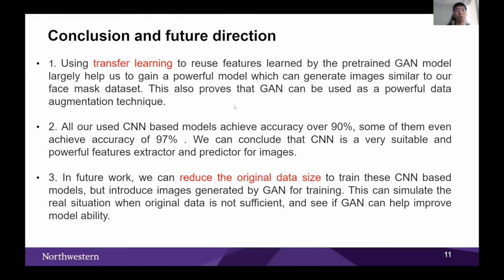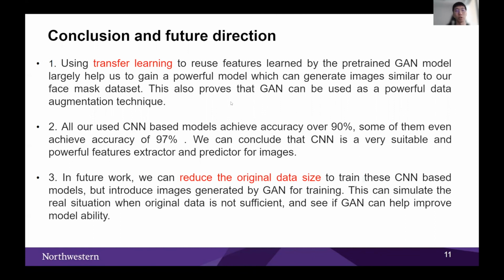All our CNN-based models achieve accuracy over 90%. Some of them even achieve accuracy of 97%. We can conclude that CNN is a very suitable and powerful feature extractor and predictor for images.